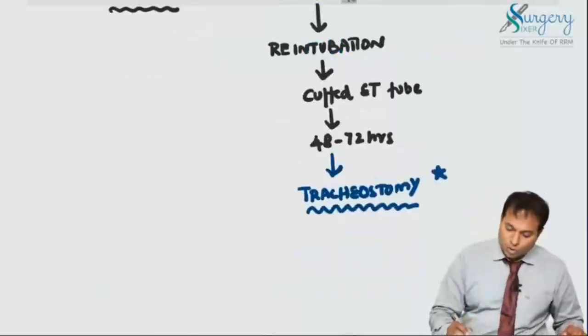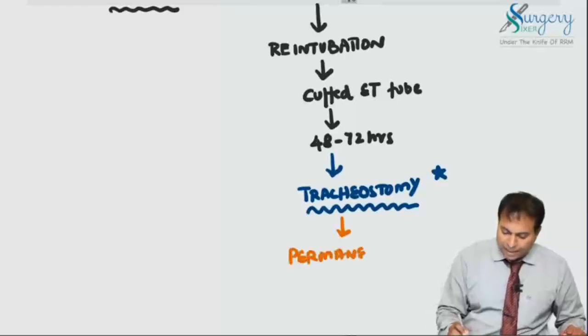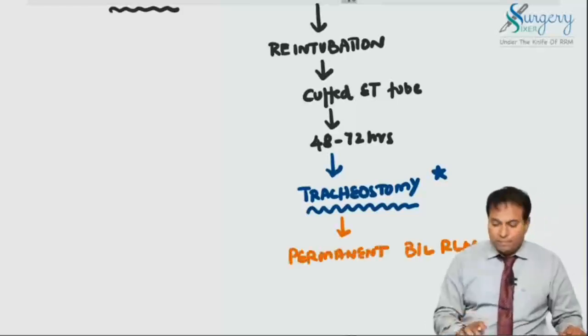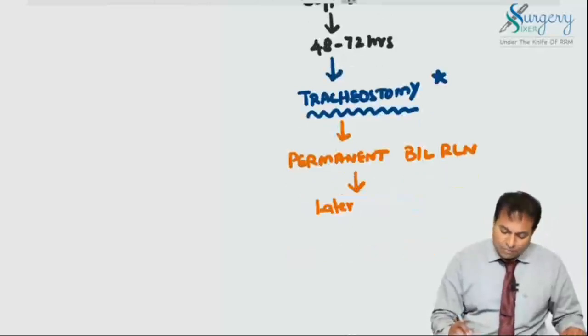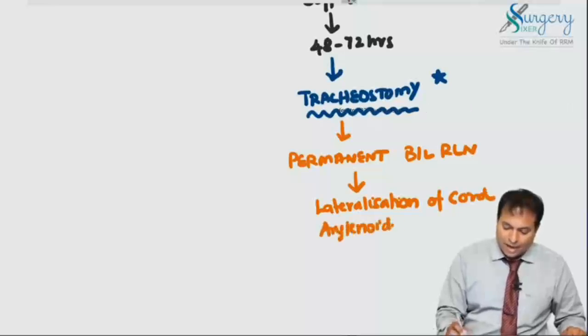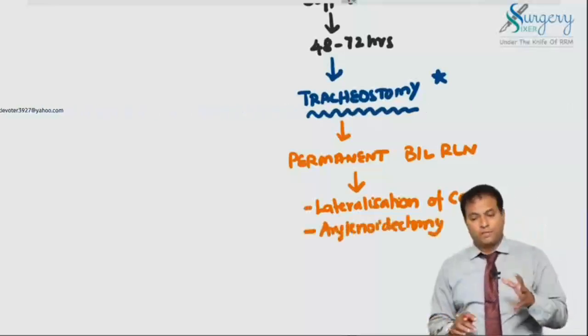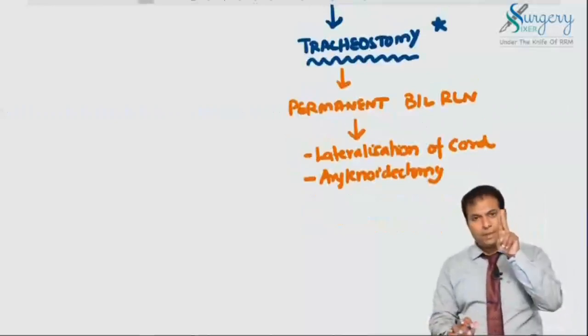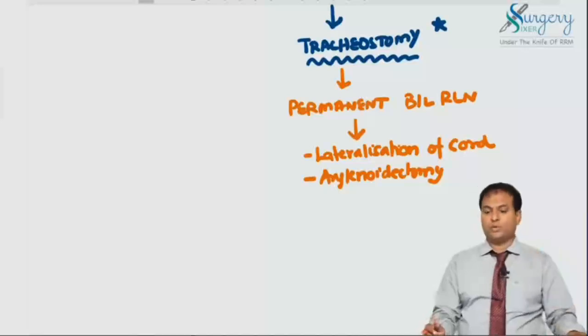And those patients who are having permanent bilateral recurrent laryngeal nerve injury will be shifted for lateralization of cord. Arytenoidectomy. You would have read these things in ENT. Arytenoidectomy and lateralization of cord are various types of surgeries done for cadaveric vocal cords so that the patient can breathe without tracheostomy in future. So this is one complication I want you to remember.